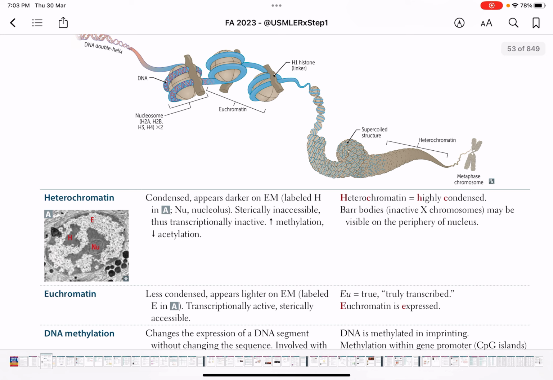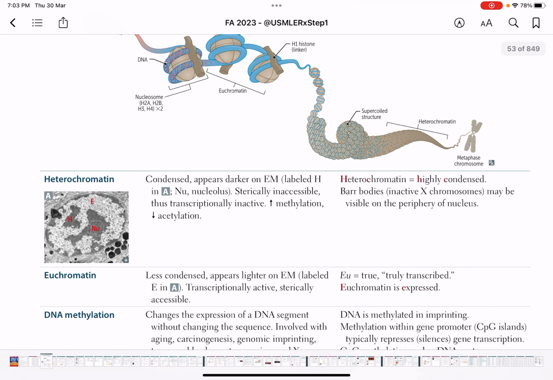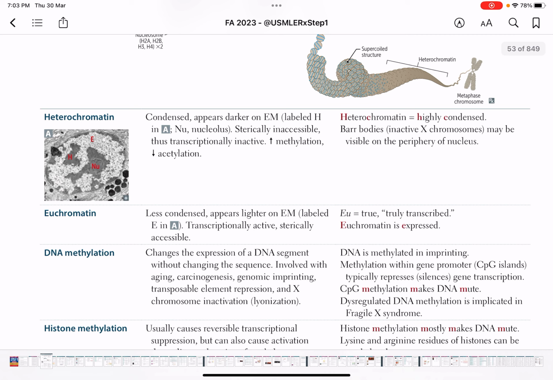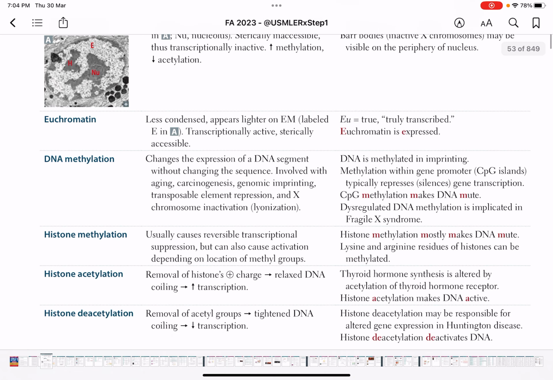Heterochromatin is highly condensed. So bar bodies are inactive X chromosomes which can be visible on the periphery of the nucleus. This question is very much asked in the USMLE, that heterochromatin is the highly condensed one. And why is it highly condensed? Because it has increased methylation. So this is very much asked: what happens due to increase in methylation? The answer is that the chromatin structure becomes very condensed and it becomes inaccessible, as seen in the case of bar bodies.